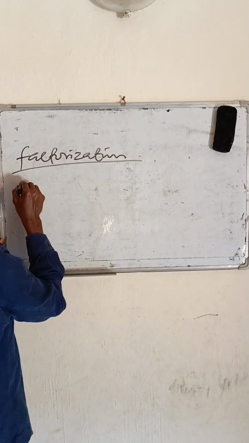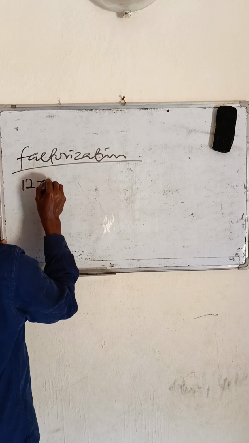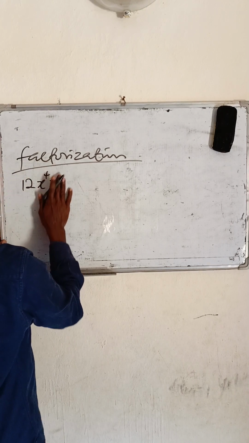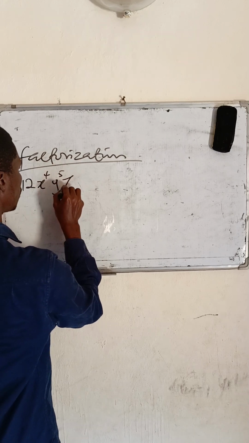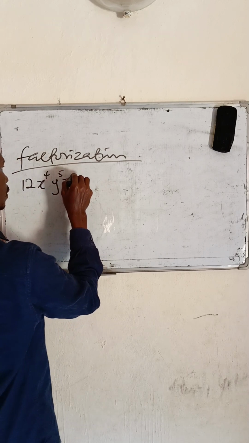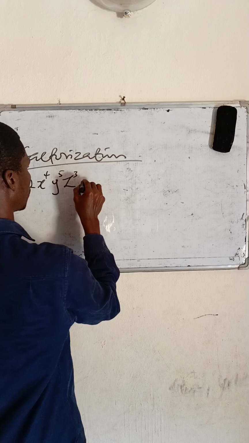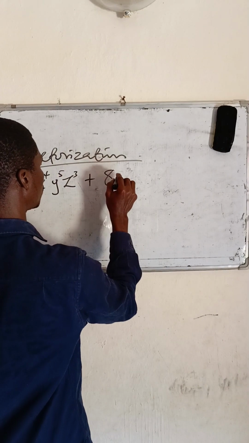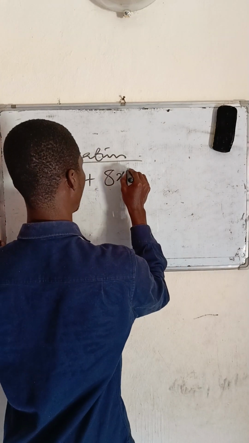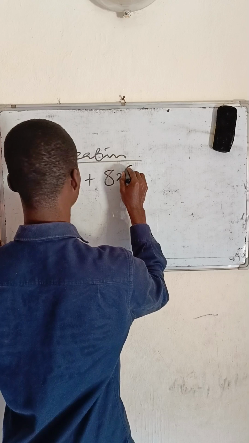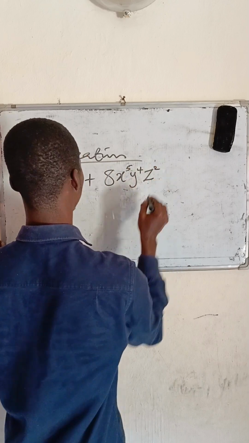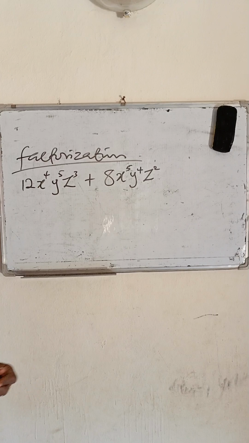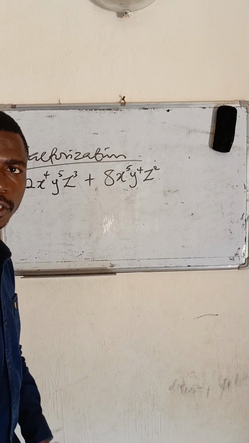So what about if we have something like this? 12s raised to power 4, y raised to power 5, z raised to power 3, plus 8x raised to power 5, y raised to power 4, and z raised to power 2. How do you factorize something like this? This is a very simple question.